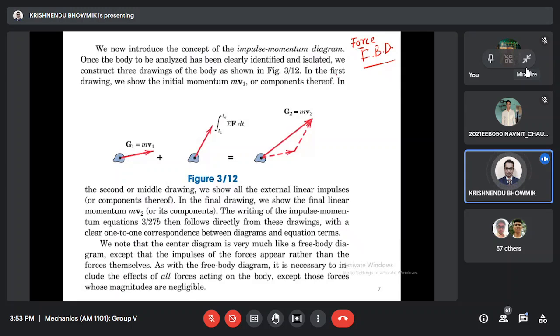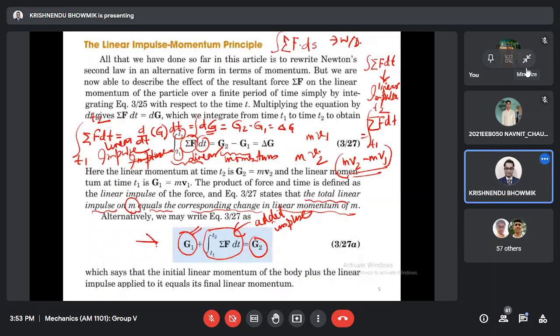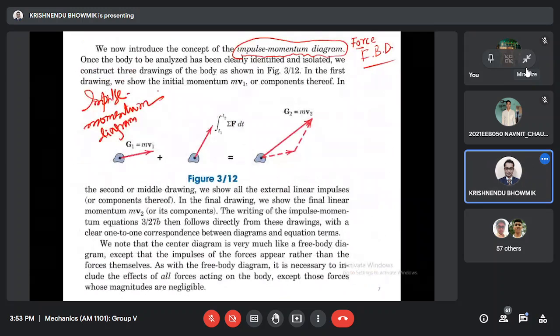In a free body diagram, we have dealt with force. Now here we can have a similar impulse momentum diagram. So it is not a free body diagram, it is an impulse momentum diagram. We can construct this diagram also. How? We will utilize the expressions from the previous page.